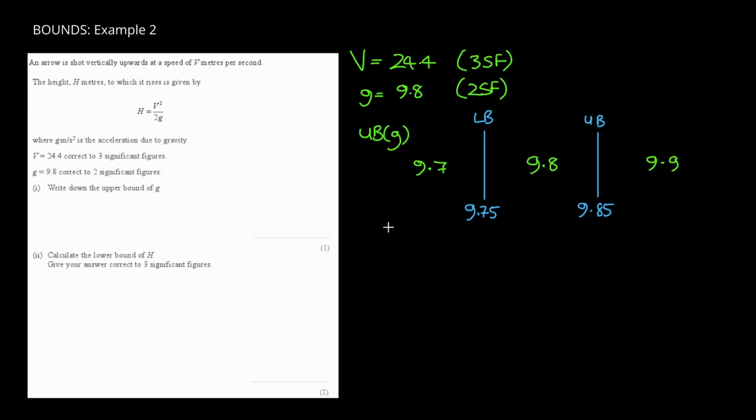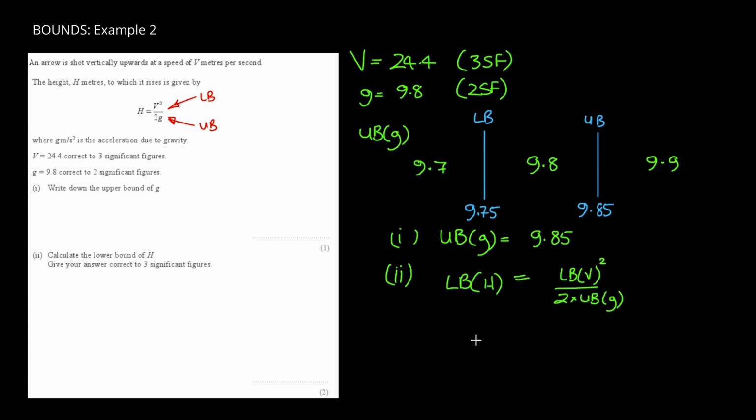So we've answered the first question. Now let's have a look at part 2. So they want the lower bound of h. Now, because the equation for h has got a numerator and a denominator, to get the lowest value on this side, we need the lower bound of v to get v squared, and we need the upper bound of g that's then multiplied by 2 to get the denominator.